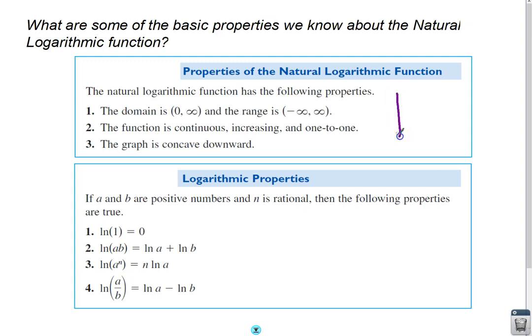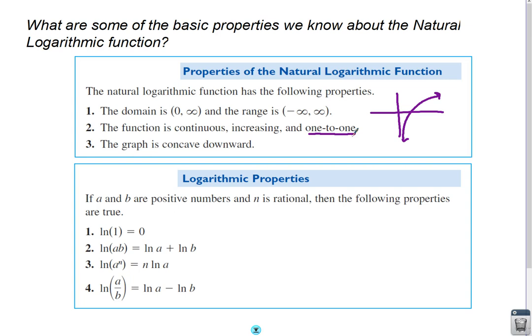Remember, that makes sense because the graph of the natural log of x looks like this. Okay, the function is continuous, increasing, and 1 to 1. Continuous, no holes, no jumps, no gaps or asymptotes. It is always increasing, and 1 to 1. That means you can take the inverse of it. Okay, for every one x, there's only one y. For every one y, there's also only one x.